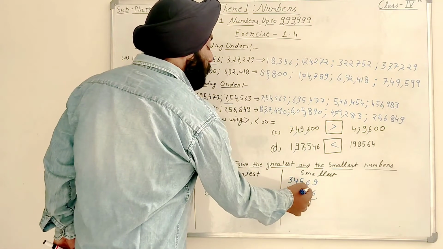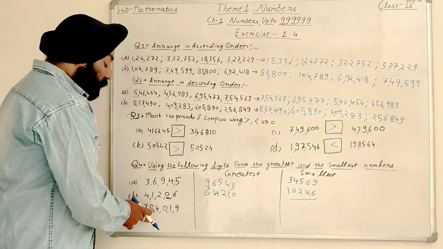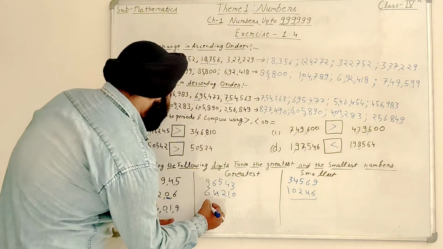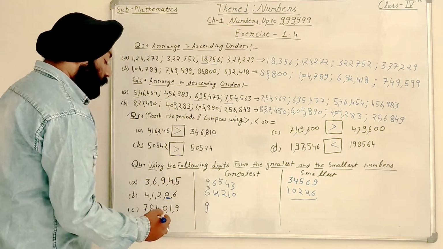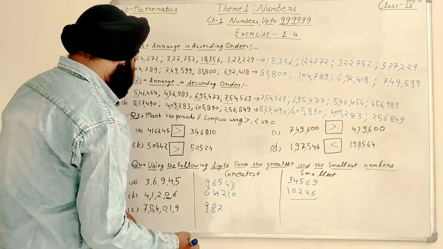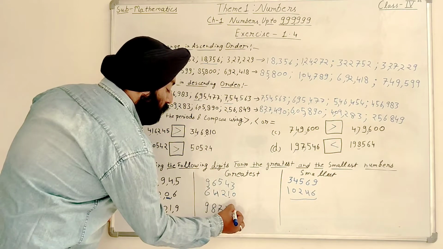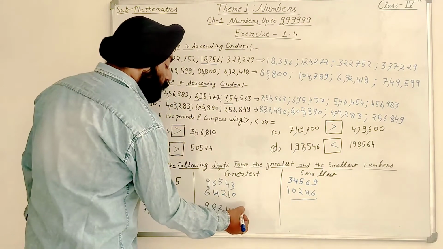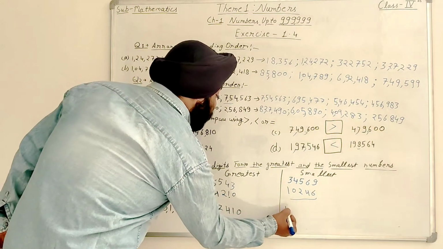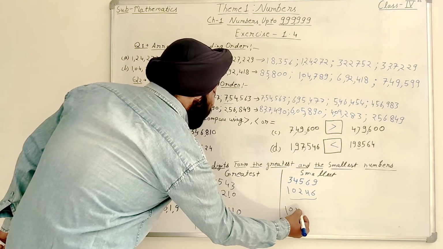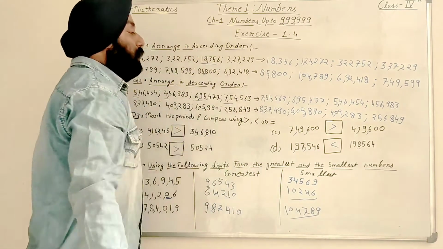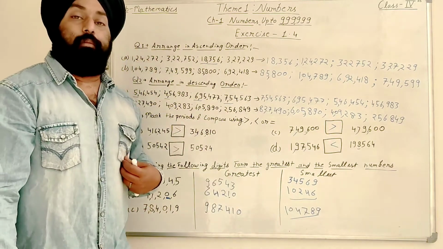Here is the number 784019. 9 is the greatest, then 8, then 7, then 4, then 1, and then 0. So 9,87,410 is the correct order. In the smallest, starting from 1, then 0, then 4, then 7, then 8, and then 9. This is the correct order of the smallest number.